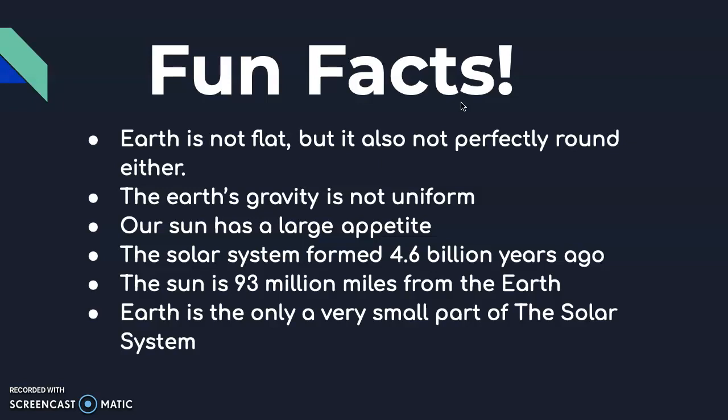And then the Earth's gravity is not uniform. Our sun has a large appetite. The solar system formed 4.6 billion years ago. The sun is 93 million miles from the Earth. And then Earth is only a very small part of our solar system.